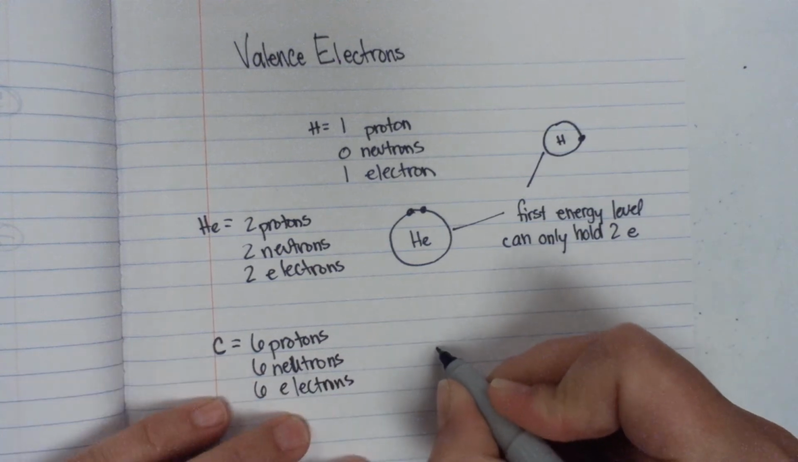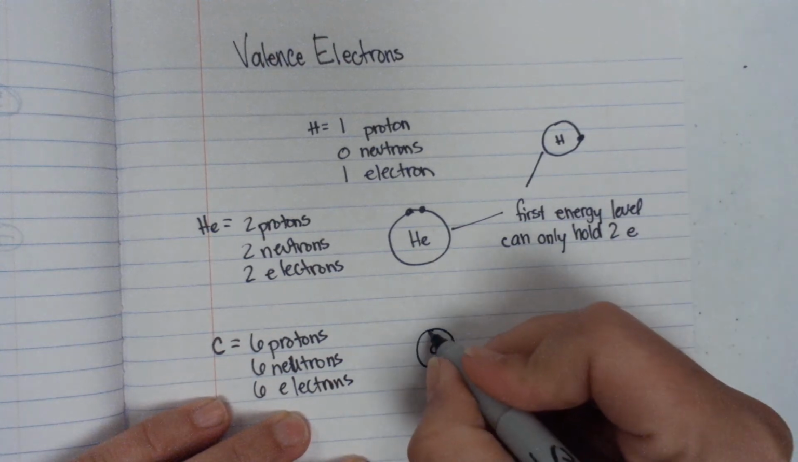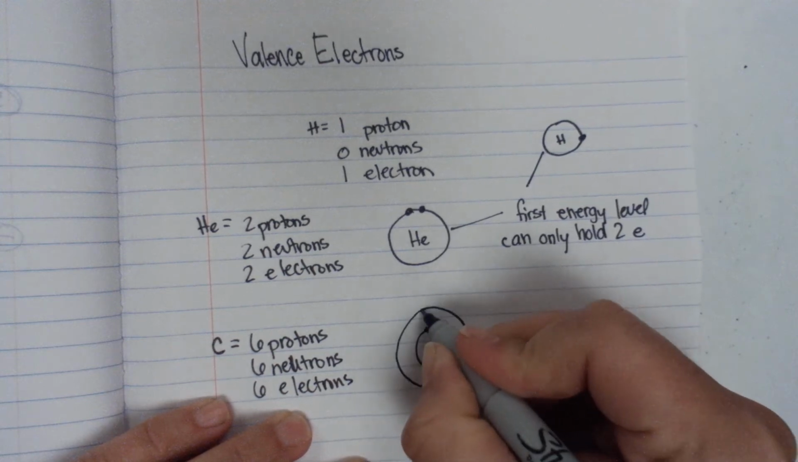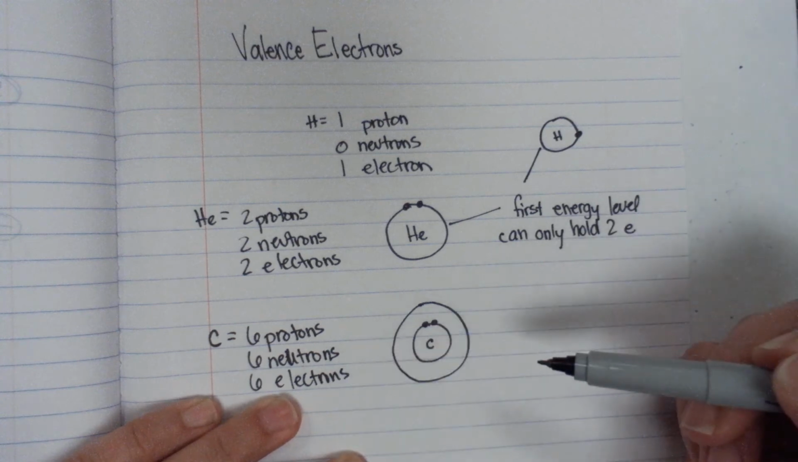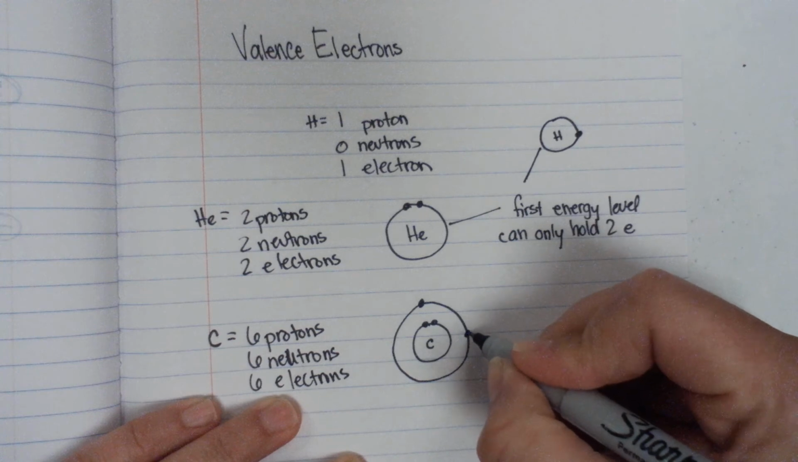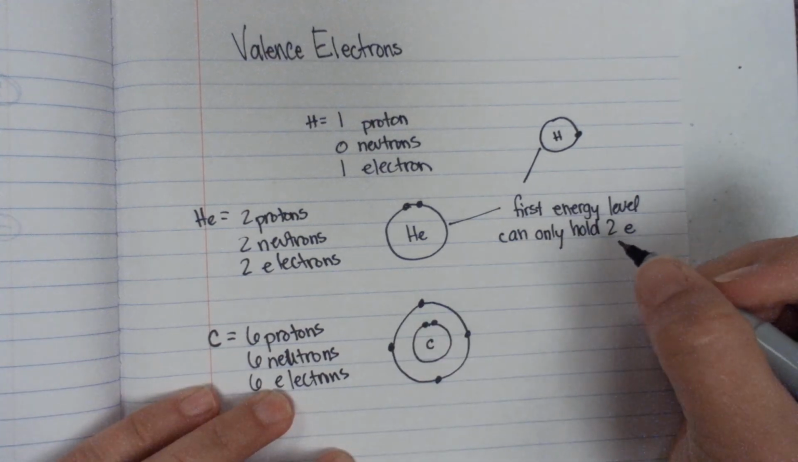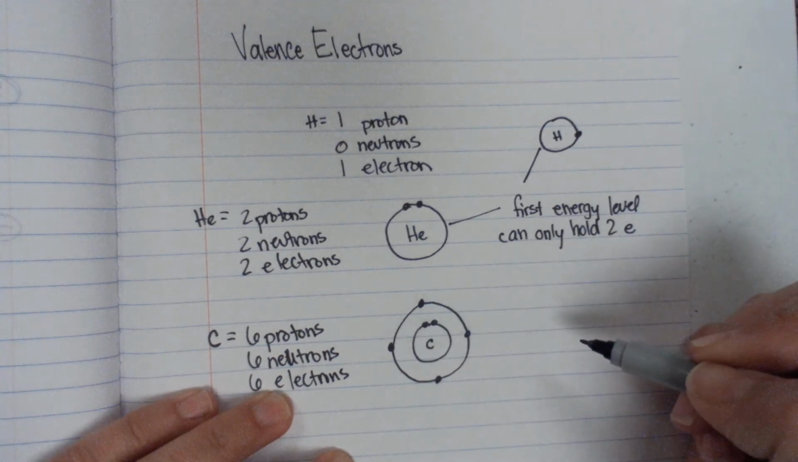So if I draw a Bohr model, I have carbon. I have the first energy level, which I know can only hold 2. 1, 2. Then I have the second energy level. Now in this energy level, we have 1, 2, we have 4 more electrons left. So we're going to say 1, 2, 3, 4. And then I have my 1, 2, 3, 4, 5, 6 electrons for carbon.